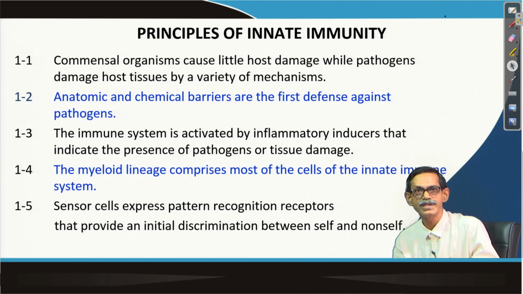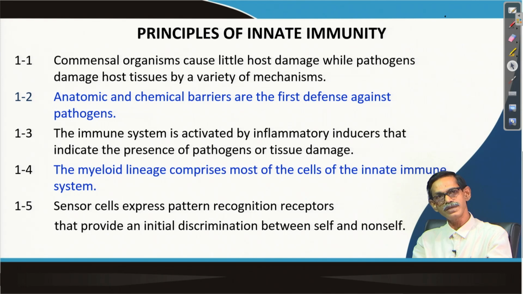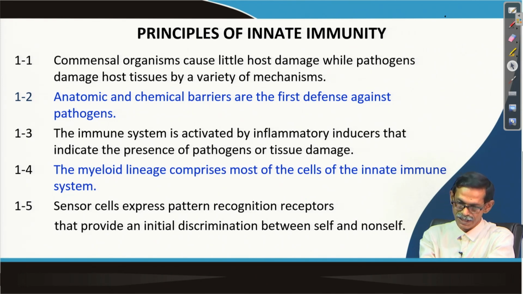Anatomic and chemical barriers are the first defense against pathogens. The innate immune system is activated by inflammatory inducers that indicate the presence of pathogens or tissue damage. The myeloid lineage comprises most of the cells of the innate immune system. I will come to them one by one when I explain in a little more detail.